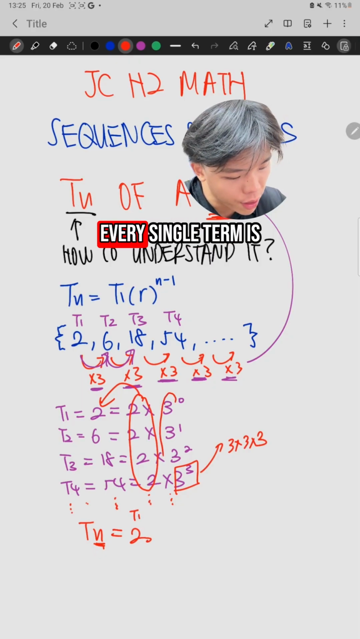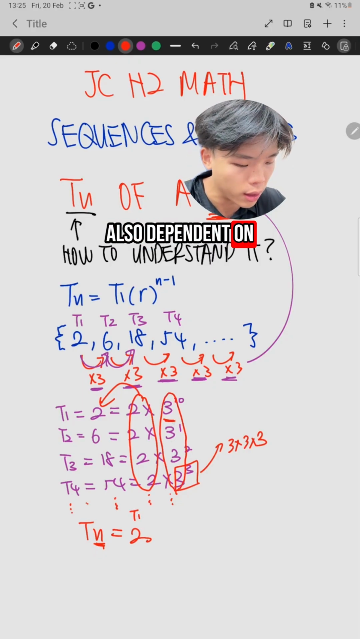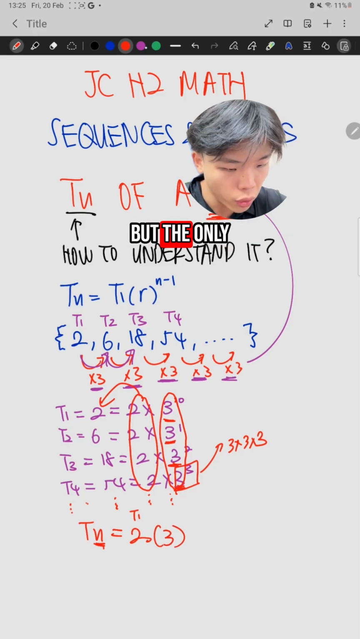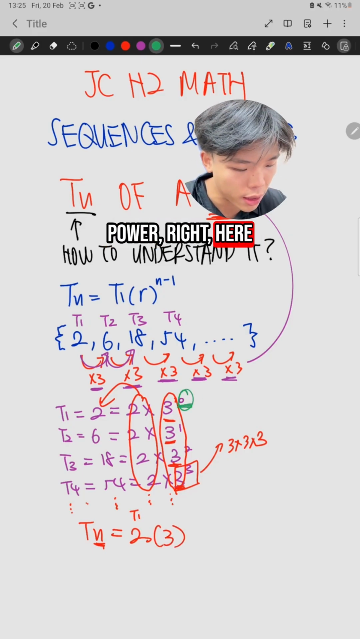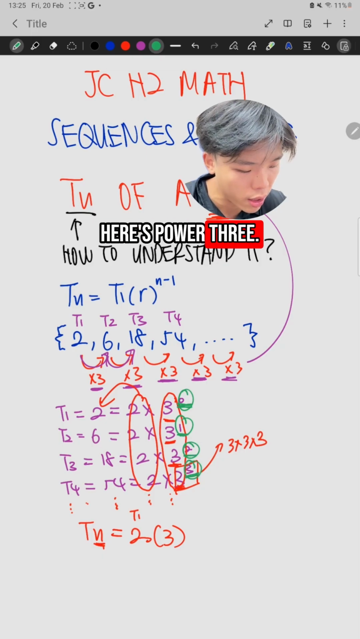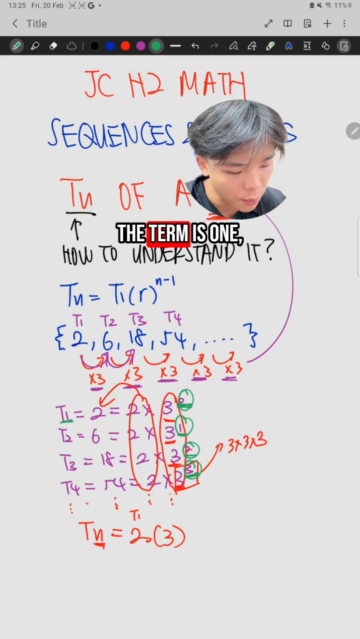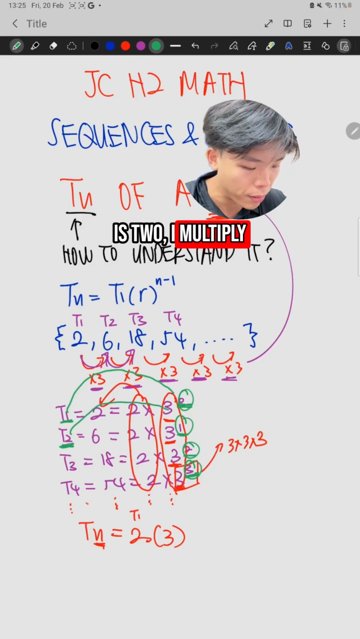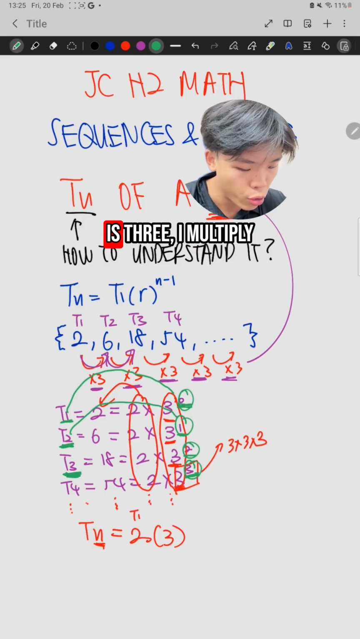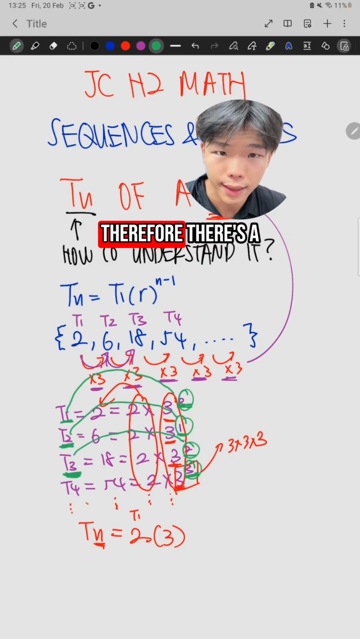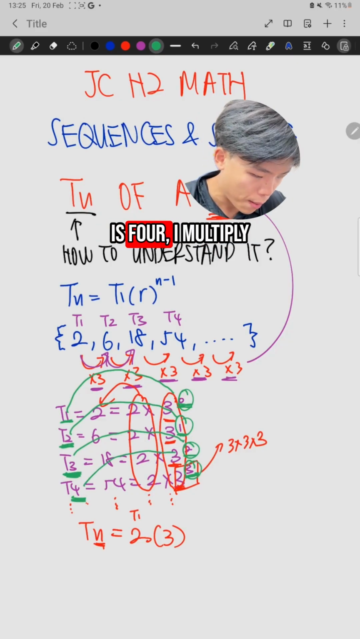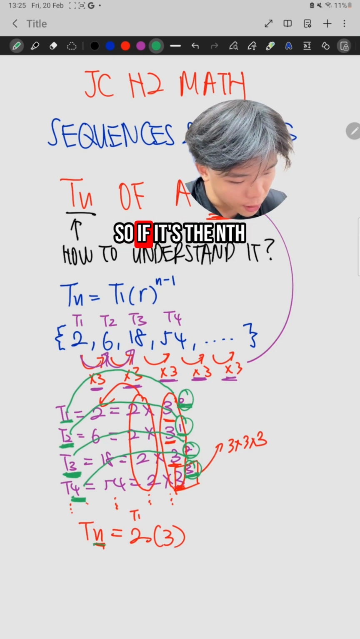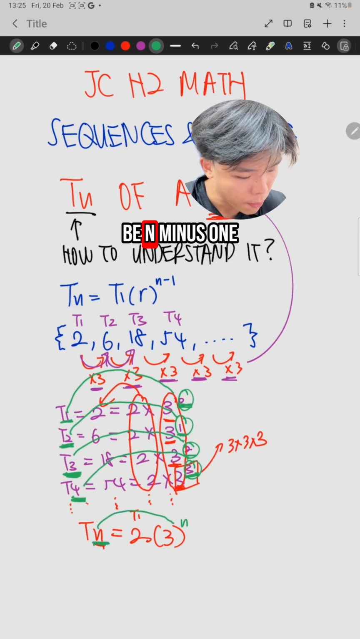And we see that every single term is also dependent on the constant ratio. In this case, the constant ratio is 3. But the only difference is the power, where here's power 0, here's power 1, here's power 2, here's power 3. But there's a link, because when the term is 1, I multiply 3 zero times. When the term is 2, I multiply 3 one time. When the term is 3, I multiply 3 two times, therefore there's a square. And when the term is 4, I multiply 3 three times to itself, and that's how I get the cube. So if it's the nth term, you will expect here to be n minus 1 times.